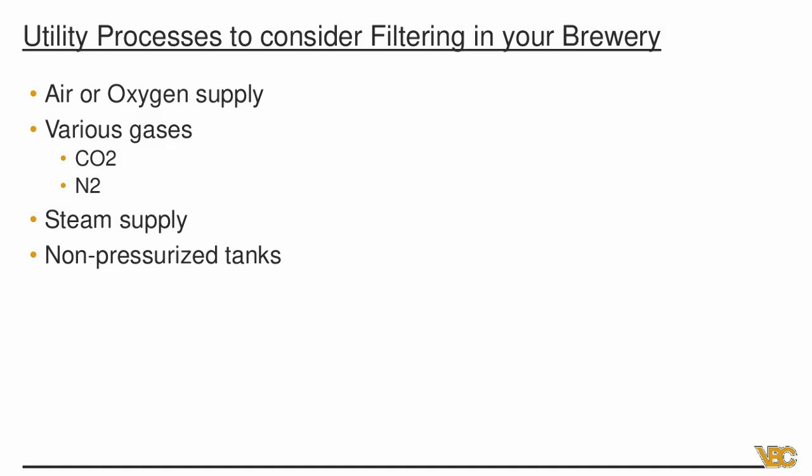Last one before the tank fence is steam supply, whether you're using it to directly heat product or process, or you're just using it in various pieces of equipment. It's something you really want to consider looking at. And then the last one, non-pressurized tanks. This could be grain storage. This could be product storage. This could be your incoming water tank if you have a buffer tank, but anything that's non-pressurized. This is not what we're going to talk about with these vent filters at the end.